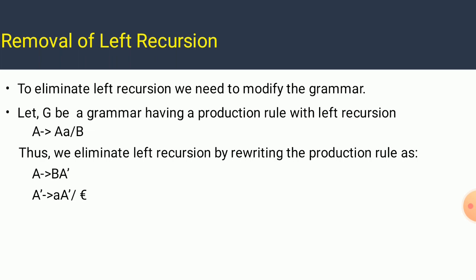Now A dash produces the remaining portion of the recursive production. The remaining portion after A is small a. So A dash produces small a followed by the temporary variable A dash, or epsilon, because we do not want to change the definition of the given grammar. So we introduce epsilon here. So here we have seen how to eliminate left recursion.